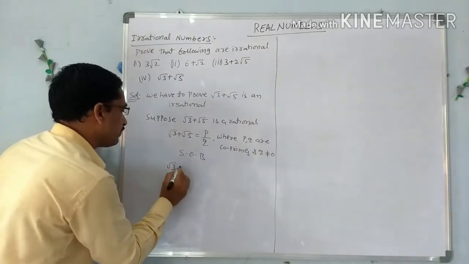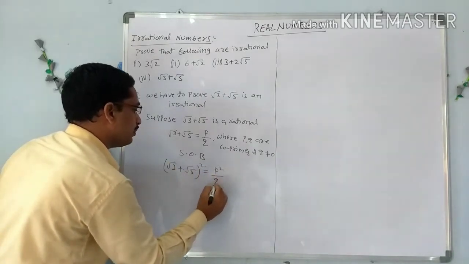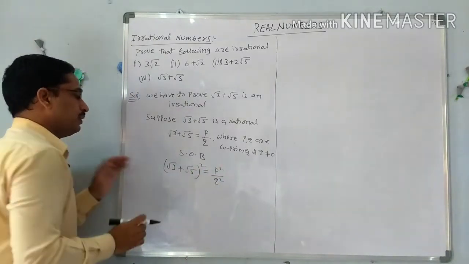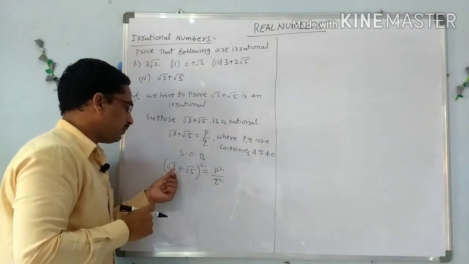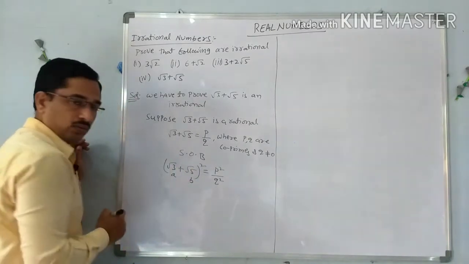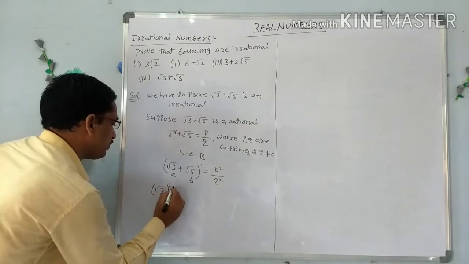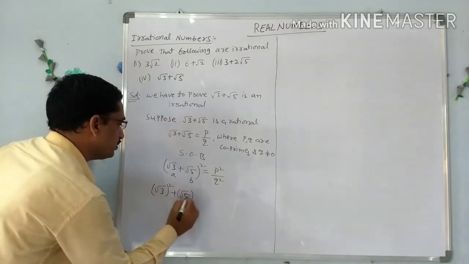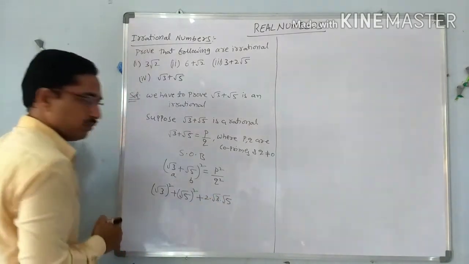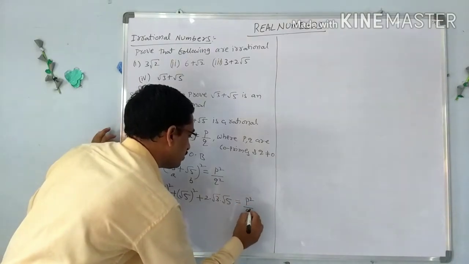So root 3 plus root 5 whole square equals p square by q square. Squaring on both sides, left side square and right side square. The left side term is in the form of a plus b whole square, a value root 3, b value root 5. So apply the a plus b whole square formula: a square plus b square plus 2ab, a value root 3, b value root 5. The right side quantity is the same, p square by q square.